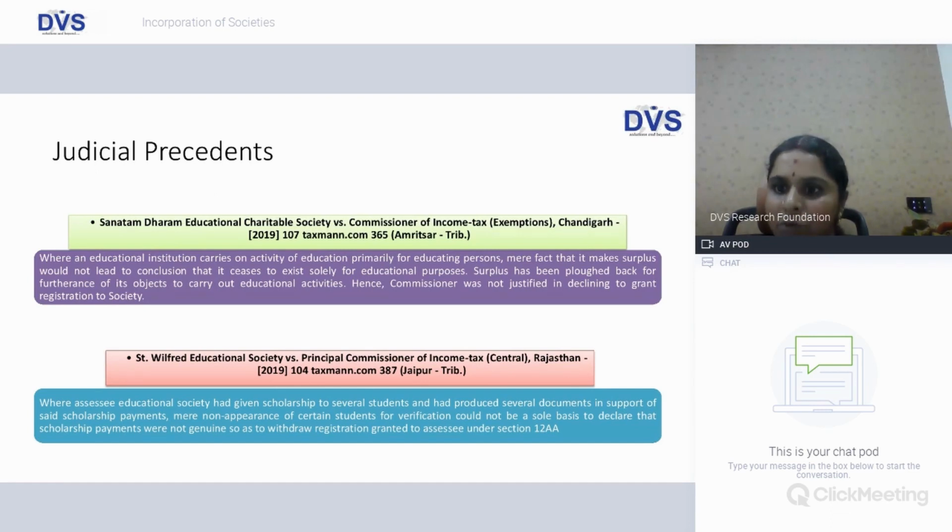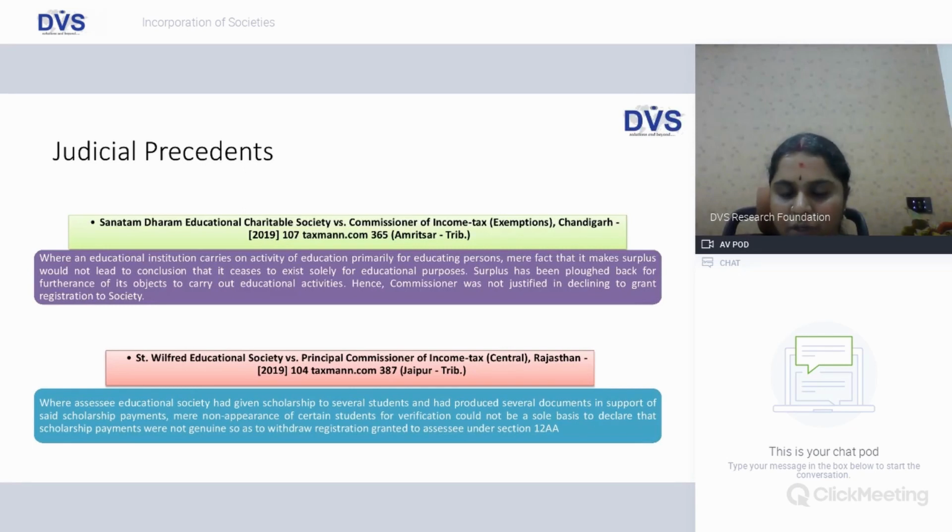Provided the surplus shall be used only for the purpose of furtherance of objects, in which case mere fact that the surplus is received by the educational institution does not justify the commissioner to decline the grant of registration. The next case is Saint Wilfred Education Society versus Principal Commissioner of Income Tax, Central Rajasthan. Here, an assessee, being an educational society, had given scholarship to several students and had produced several documents in support of making this scholarship payment, as sought by the Commissioner of Income Tax.